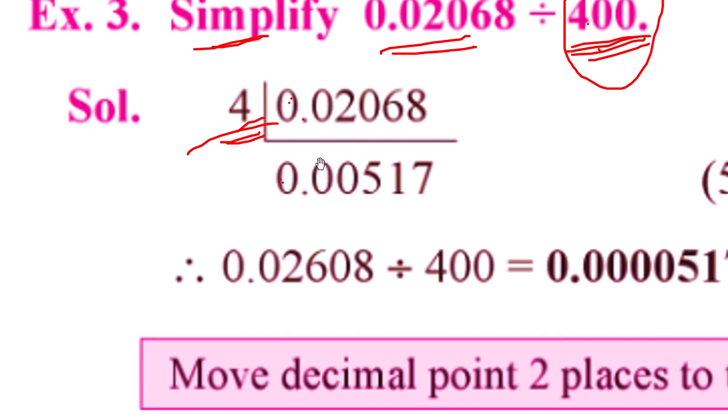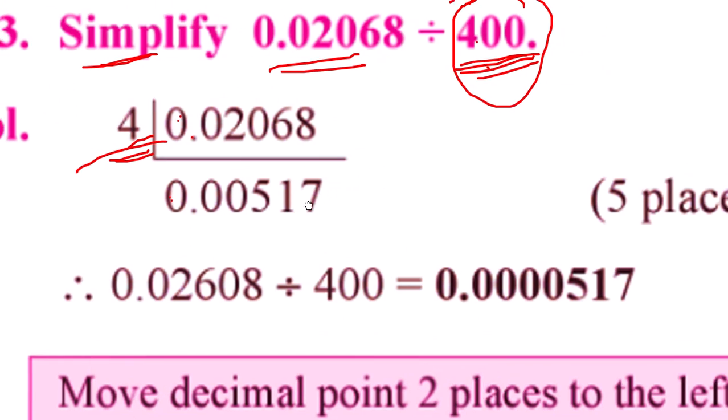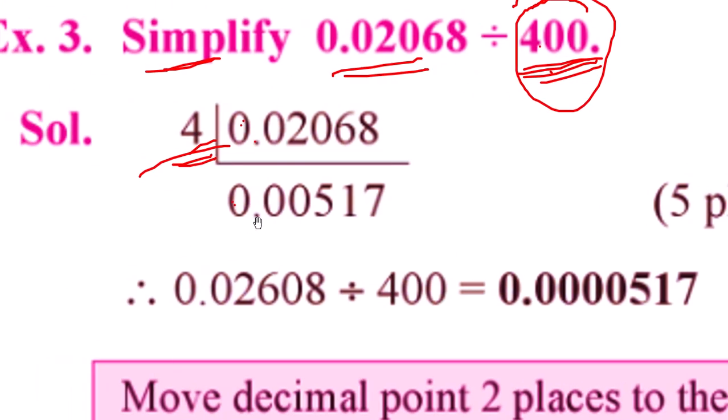This is only division. The division process you already know. This is normal division. Means we are getting 0.00517. But here we are having 400. In 400 we are having 2 zeros. Because of 4 we are getting this answer.